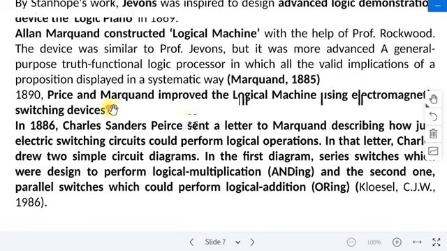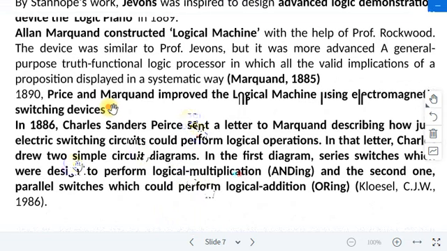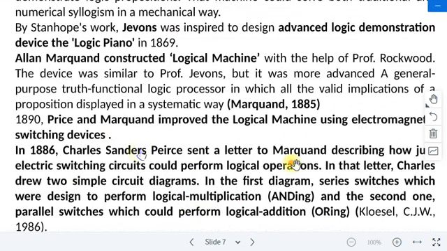Peirce sent a letter to Marquand describing how just an electric switch in a circuit could perform the logical operation. In this letter, actually, he was a student of Charles. If he was doing this work, then a remarkable work was done by Marquand. Later, it was developed by a great scientist, we'll discuss it in the next slide. So Peirce was describing to Marquand how the electric switch circuit could perform the logical operation.